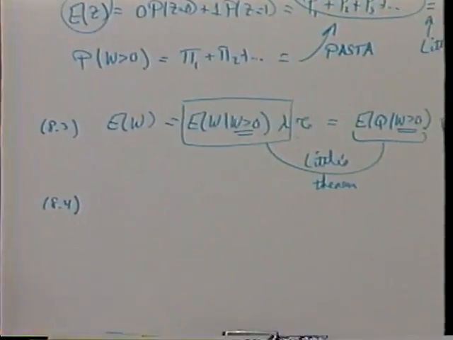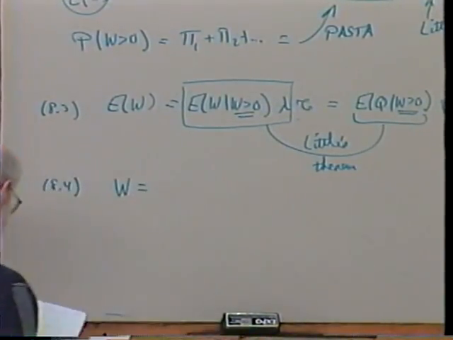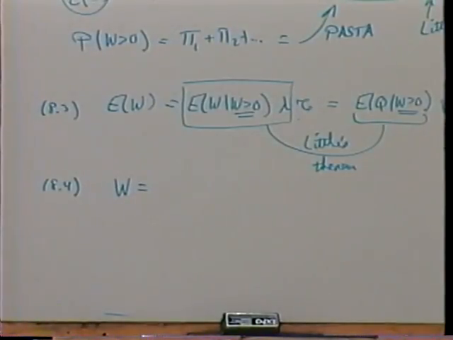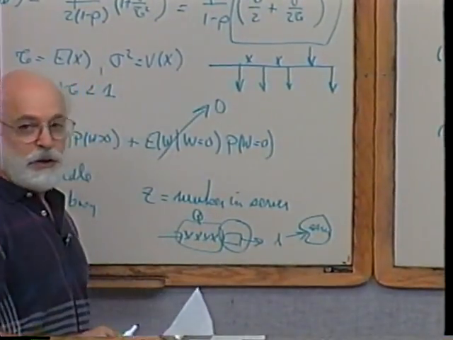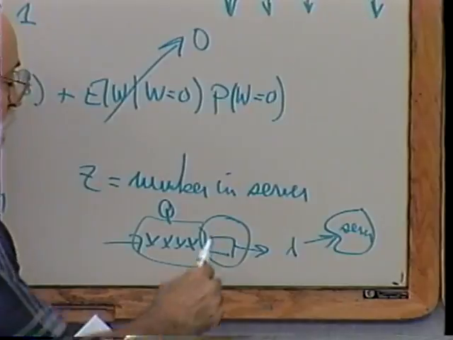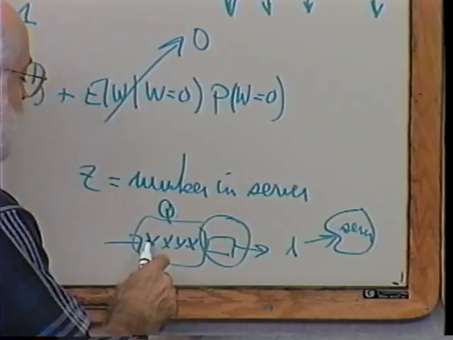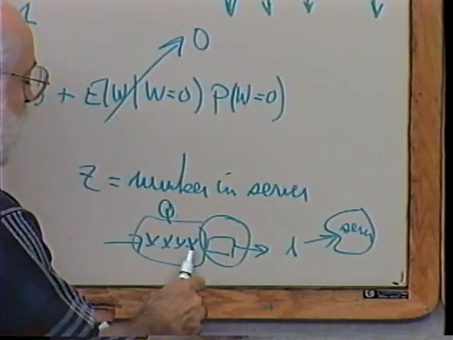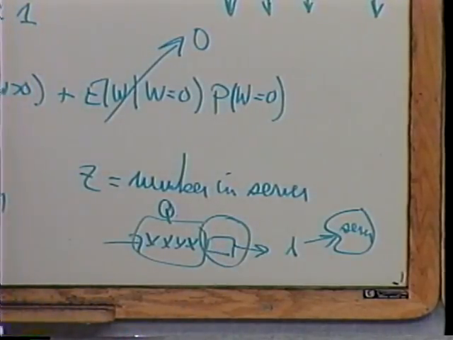Okay, now let's look at this W. The W, which is the waiting time, is equal to, well, when the customer arrives, he finds a certain queue length. And so his waiting time is the sum of the service times of all the customers he finds in the queue, plus the partial service time that he interrupts, the remaining service time of the interrupted service time.